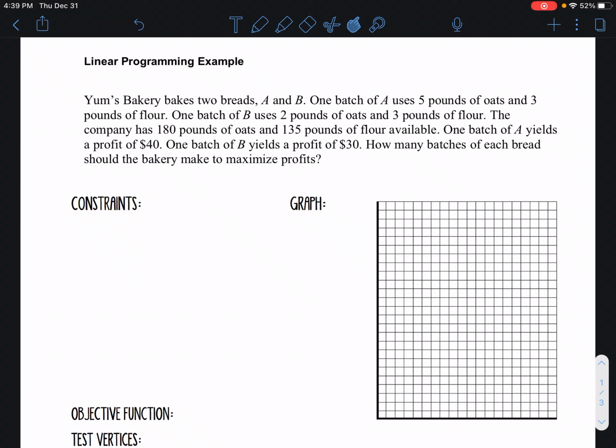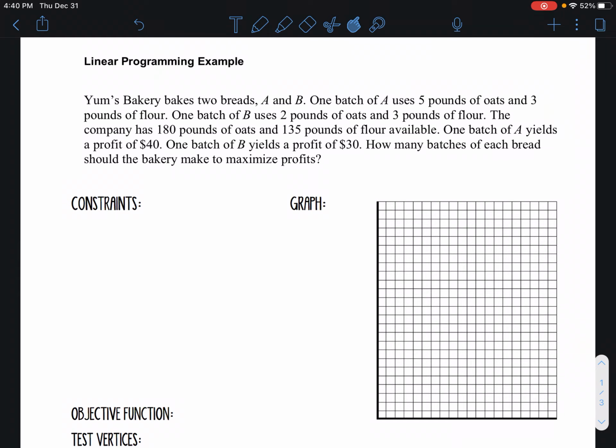Your objective function, that's an equation. This is the function that we are trying to maximize or minimize. And remember, it's often a profit or cost equation, but not always, okay? So keep that in mind. Okay, so let's look at this problem.